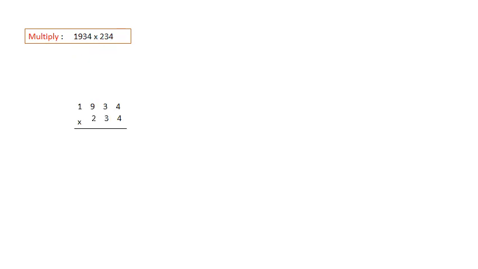First we have written this in vertical form. Now 1934 we are going to multiply first by 4, then by 3, and then by 2. In the first step we multiply by 4 and we got 7736, and that we write in the first row. So we have written the first row this way.